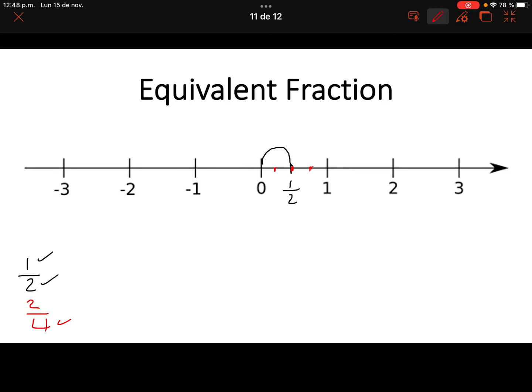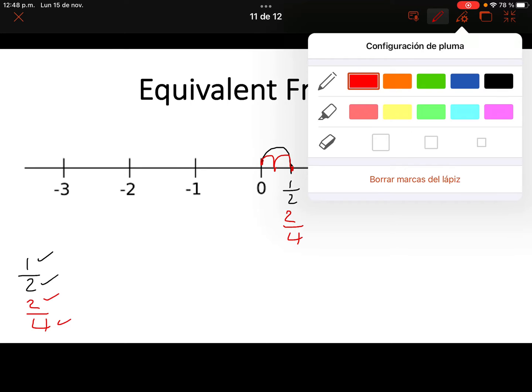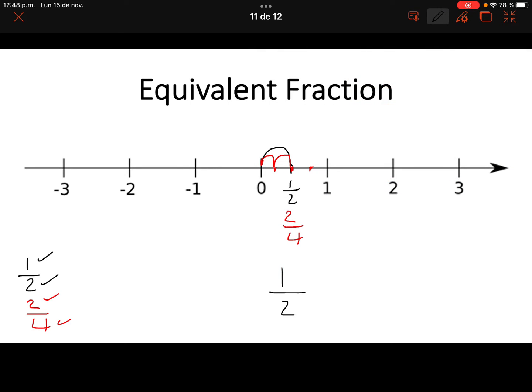Now how many parts do we have to take? 2, according to the number at the top in the fraction 2 over 4. Then let's start. 1, 2. Exactly in this position we have 2 over 4. That means, guys, that 1/2 is equivalent to 2 over 4. These fractions are equivalent because in the number line they are located exactly in the same position.